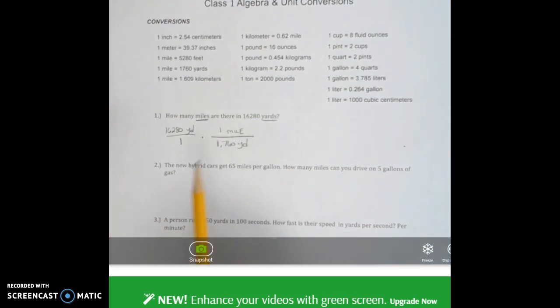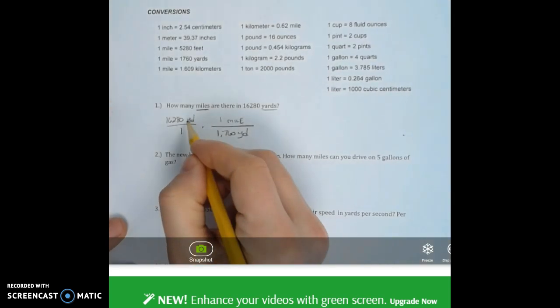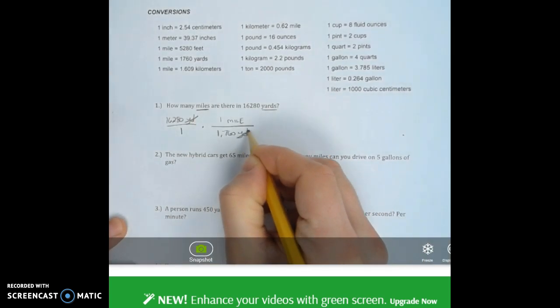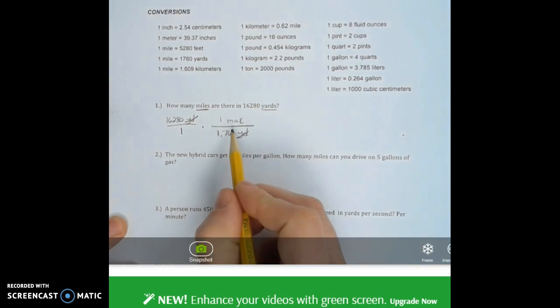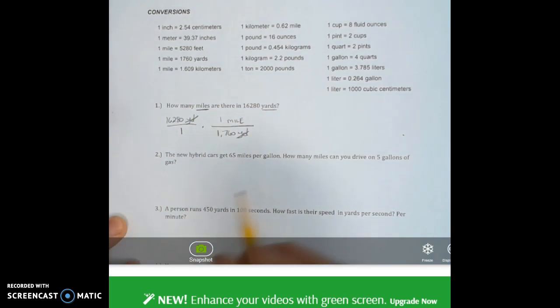And the reason why I set it up the way that I did here is because I can do a little bit of simplifying. The yards in the numerator here can cancel with the yards in the denominator down here, and so the only units that I'm looking at now are the miles, and I was trying to figure out how many miles were there in 16,280 yards.